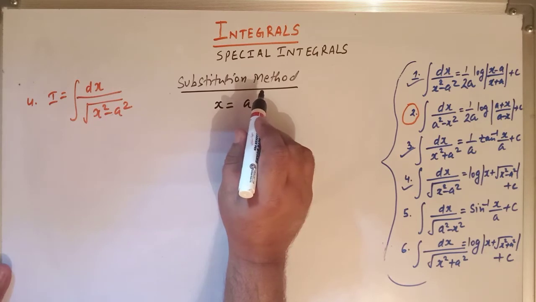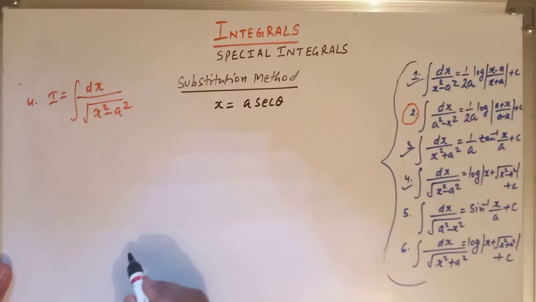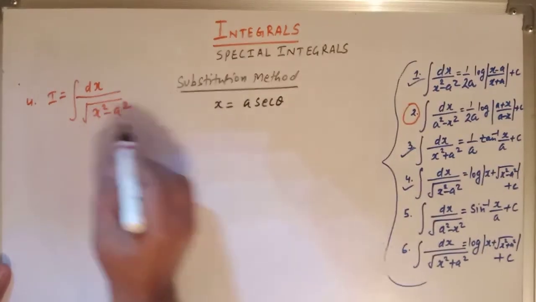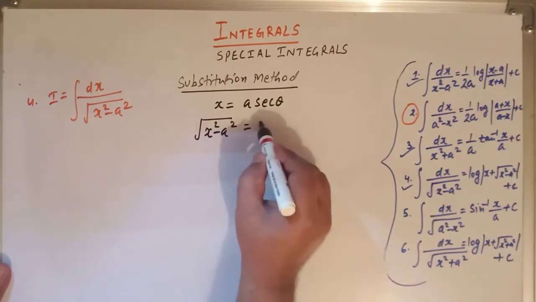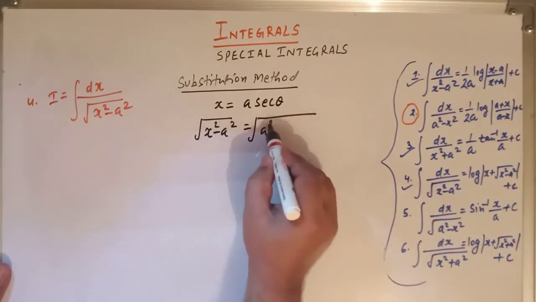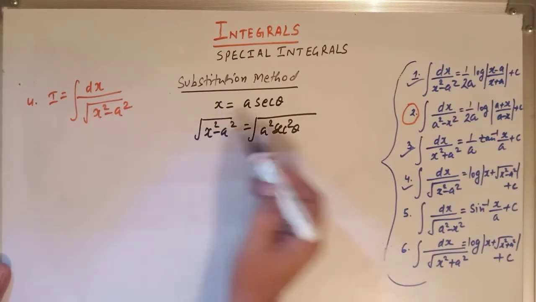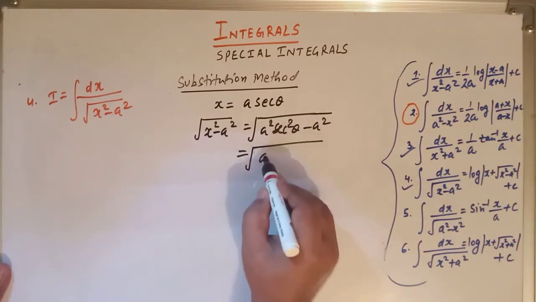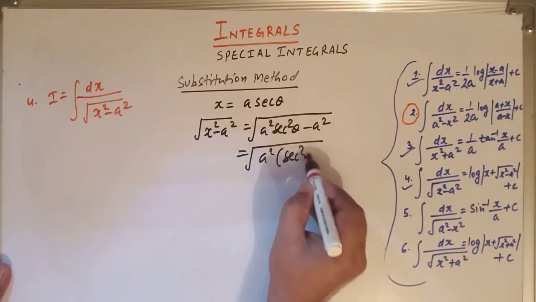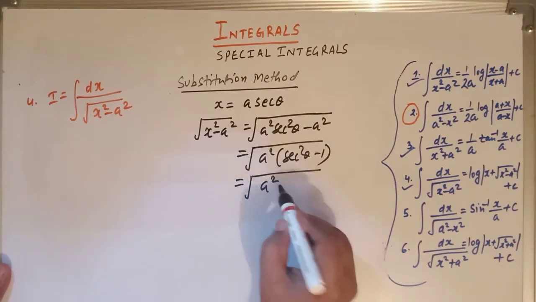This is x equal to a sec theta. Clear? Here we will substitute x equal to a sec theta. Now this expression, square root of x square minus a square, becomes square root of a square sec square theta minus 1. We take a square common, so we have a square times sec square theta minus 1.